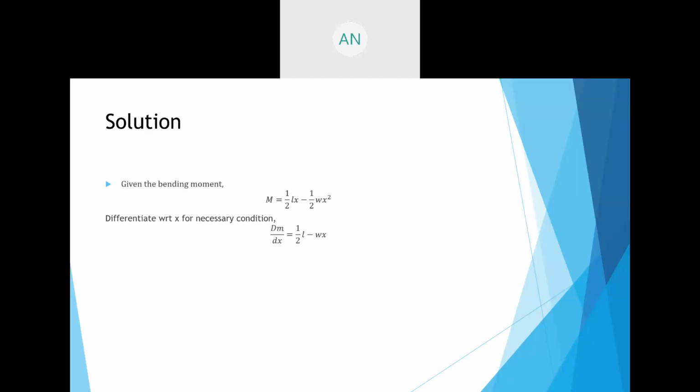So what is the value for x? Can you find it out? Yes, it is L by 2W. For extrema, that is minima and maxima, we equate the first differential with respect to x to 0 and find the value of x. So x will be equal to L by 2W. That is what we have found.